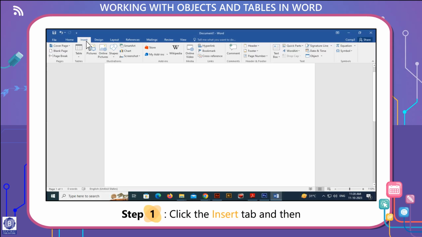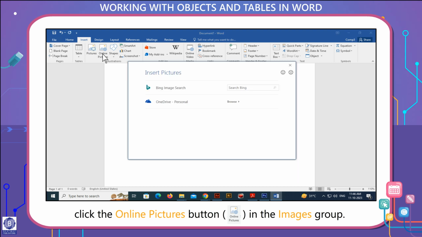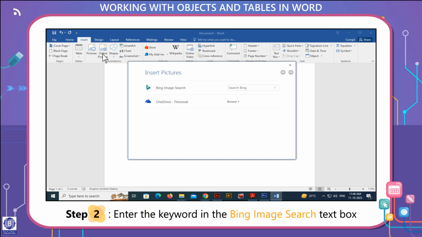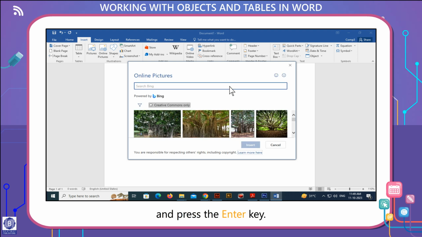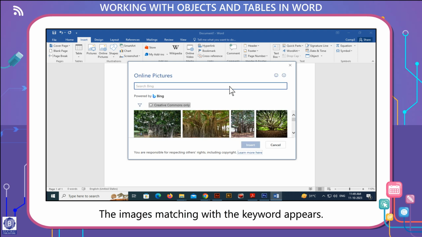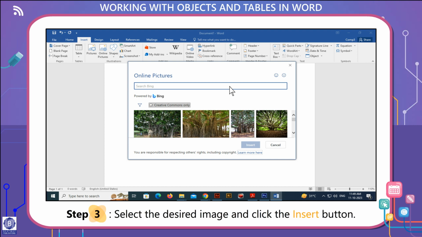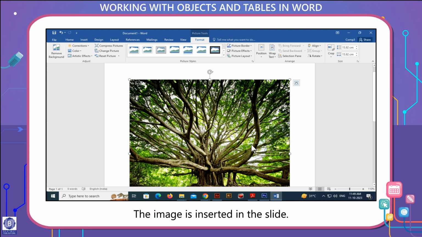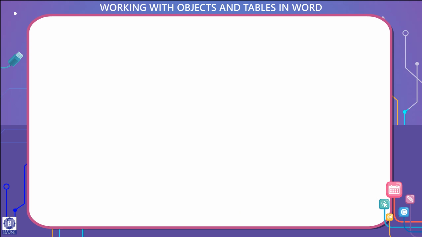Click the Insert tab and then click the Online Pictures button in the Images group. The Insert Picture dialog box appears. Step 2. Enter the keyword in the Bing Image Search text box and press the Enter key. The images matching the keyword appear. Step 3. Select the desired image and click the Insert button. The image is inserted in the slide.